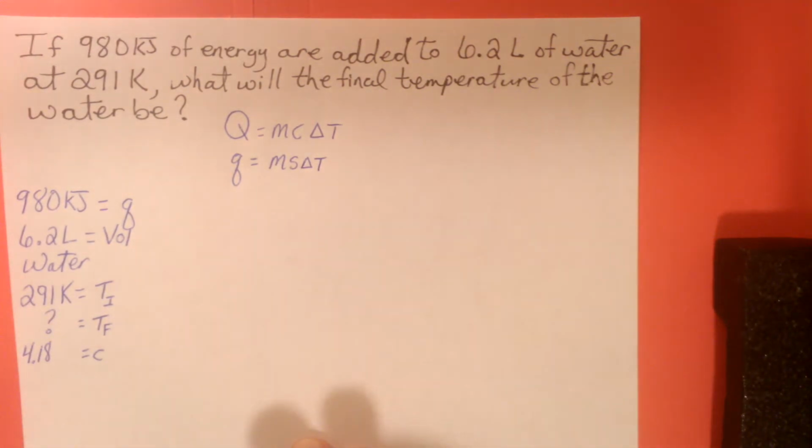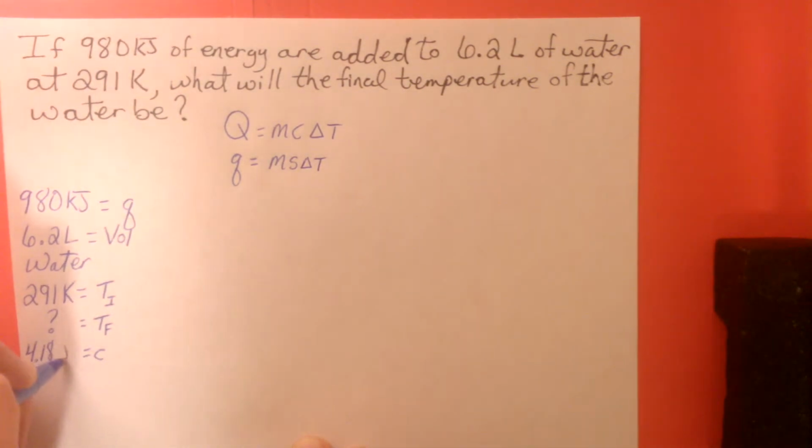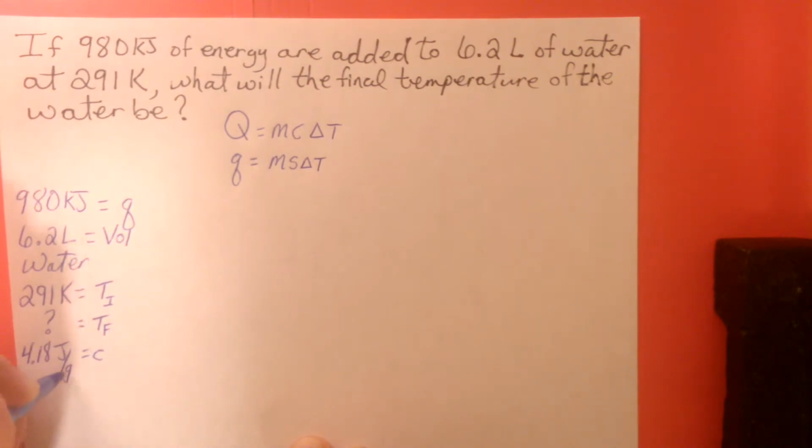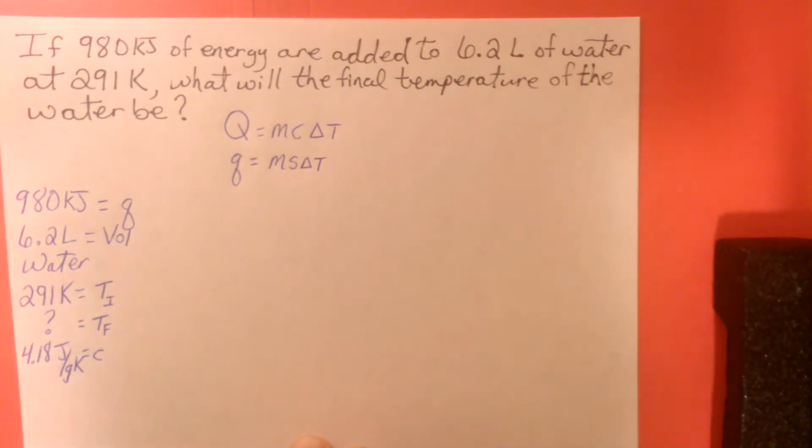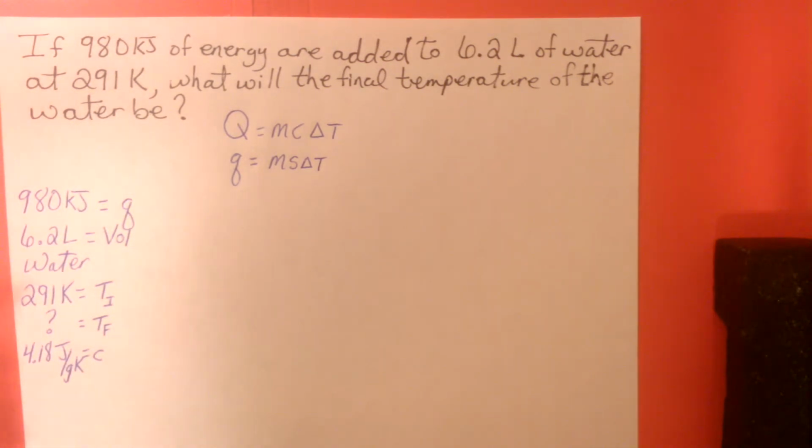Now, please do not forget the units. The data table will have them: joules per gram Kelvin. So 4.18 joules per gram Kelvin. Okay, so we've got all of our values now. So let's substitute in what we have. We've got a Q, 980 kilojoules.